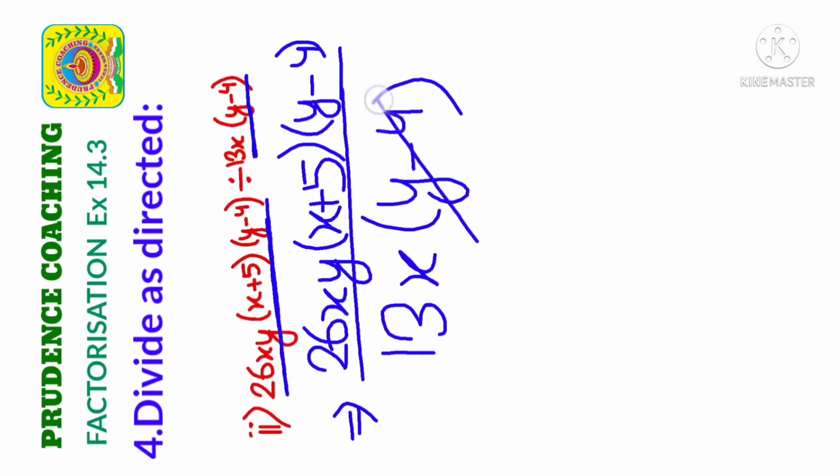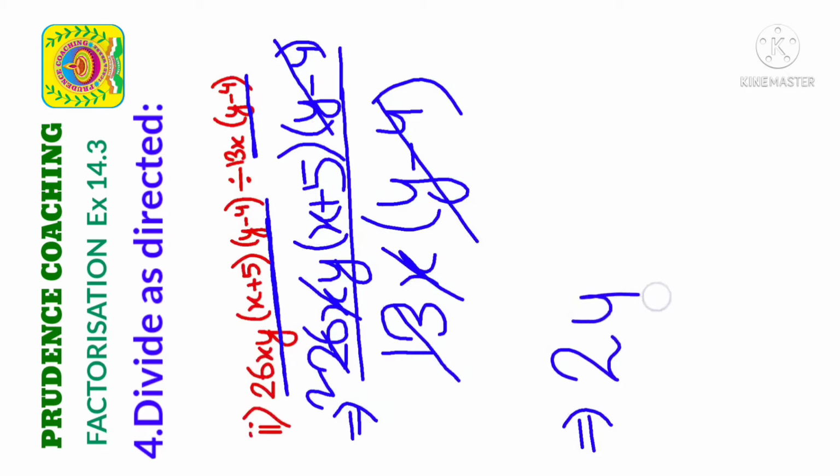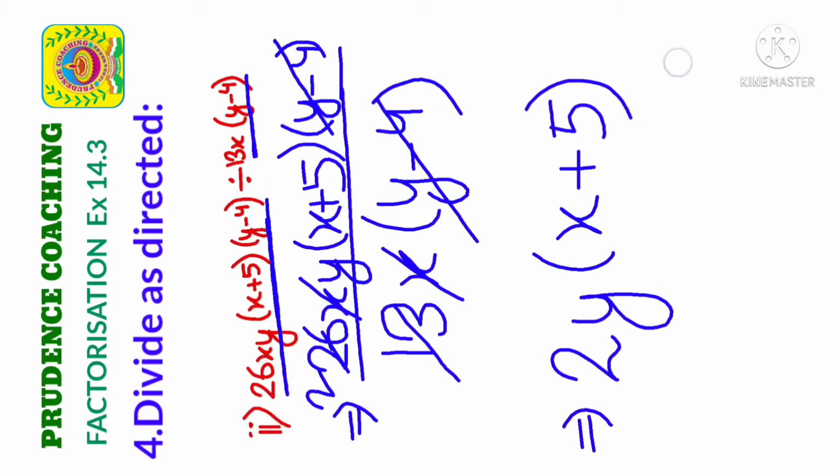So here y minus 4 in the denominator and this y minus 4 in the numerator, which is in multiplication, we can cancel it. Now we have x here in the denominator and this x in the numerator, that also we can cancel. Next you can see 13 2s are 26, so we can cancel this. So what are we left with? We are left with 2 as the constant. In the numerator we have a y here and we have x plus 5 within the bracket. So this is our final answer.